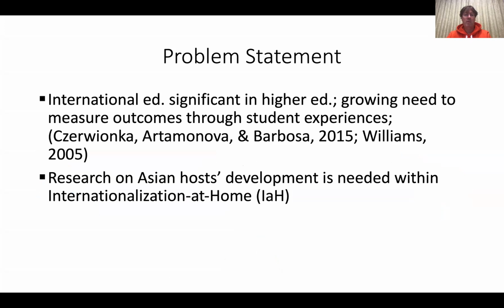So here, the problem statement, as we know, international education is significant within higher education itself. And there's also a need to be able to measure the outcomes through the actual experiences of students themselves. And in particular, within Asia, research on the host development is lacking right now within what's known as internationalization at home. This basically includes any internationally related activity with the exclusion of outbound student mobility.